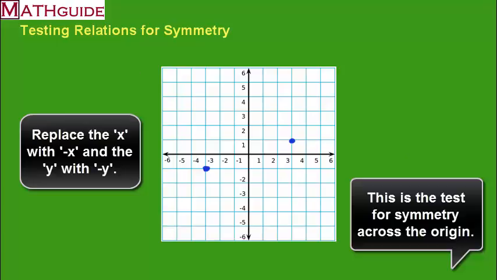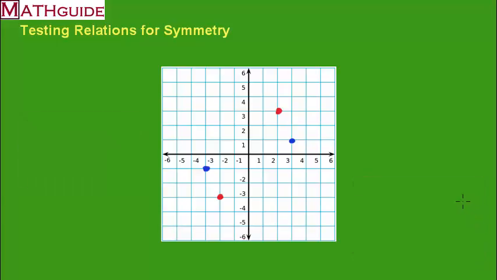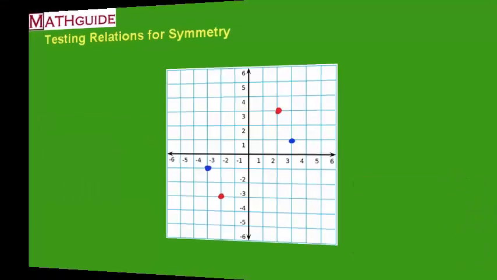Okay, and it works, because if this is (2, 3), over here it would be (-2, -3). Anyway, that's how the test works. You replace x with negative x, y with negative y. Okay, that's how the 4 tests work. Let's actually give them a whirl for our next section.